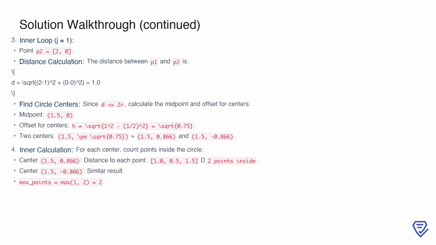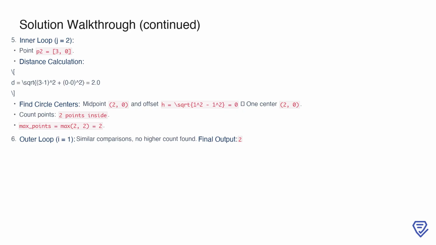For each center, we count how many points lie within the circle of radius 1. The first center encloses 2 points, and the same result is found for the second center. We update max_points to the maximum of its current value and the count from this iteration, which becomes 2.